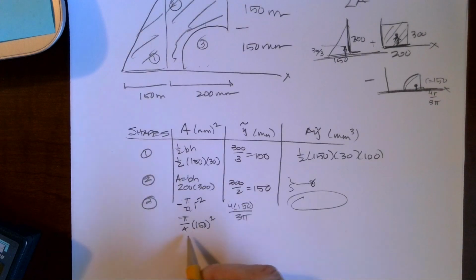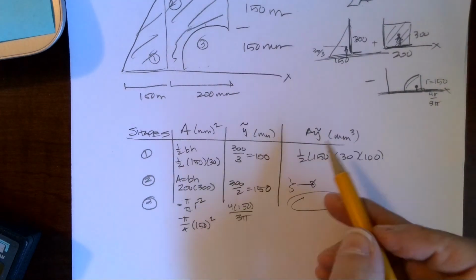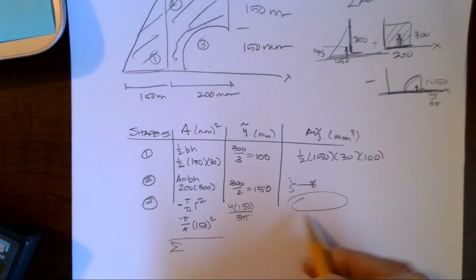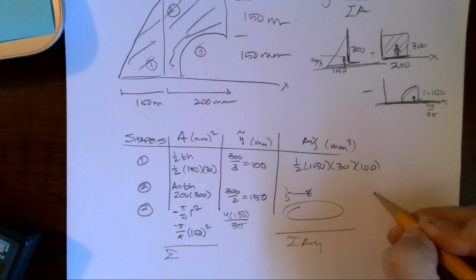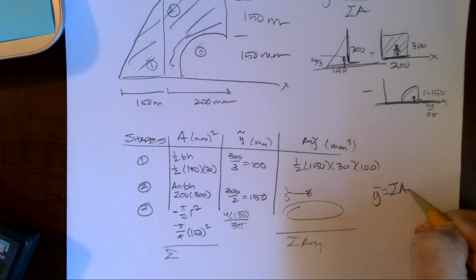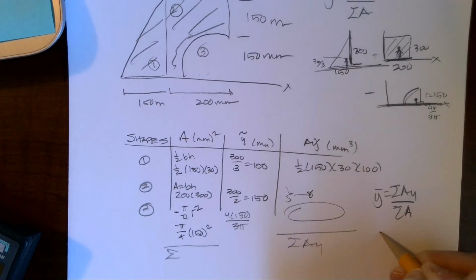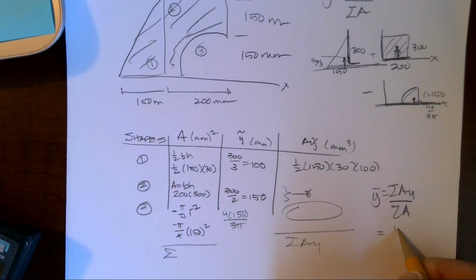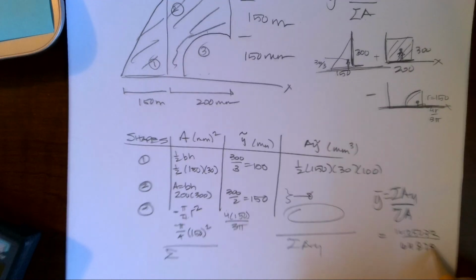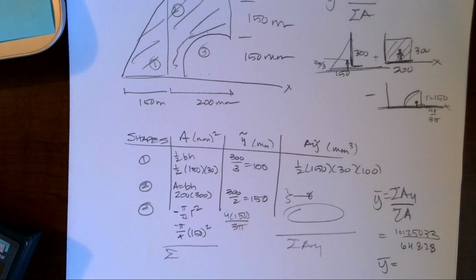And then when I remember my equation, I know that I need the sum of my areas, and I need the sum of my y tilde, and I can say that y bar equals, and if I actually calculated all of that out, I would get a very large number, 1,012,532 over 64,828, and I get a y bar of 156.18 millimeters. It's positive, so I know that I'm actually moving upwards.